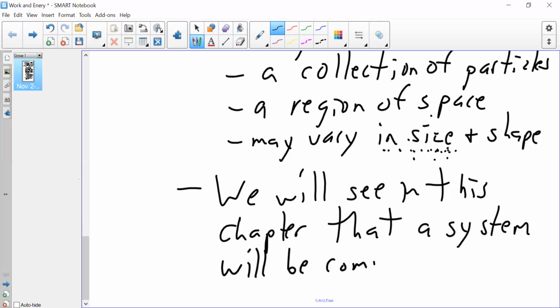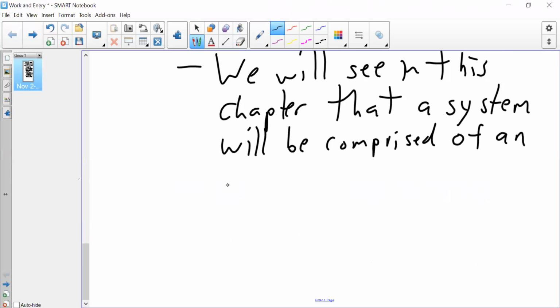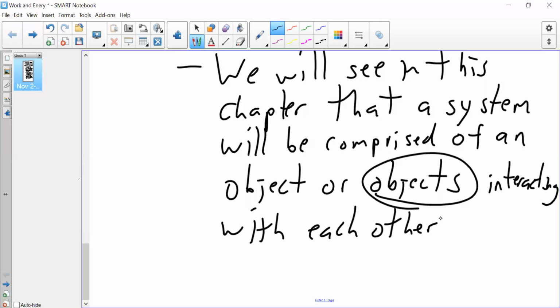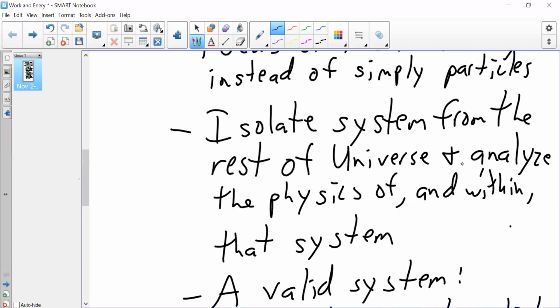Will be comprised of an object or objects. Generally, we're going to be considering more than one, interacting with each other. So as I mentioned before, we have our ball earth system.